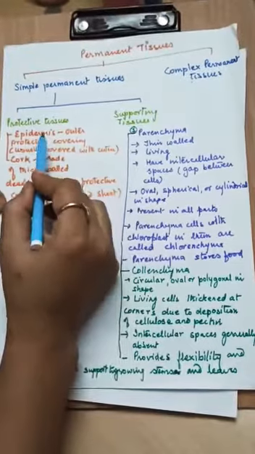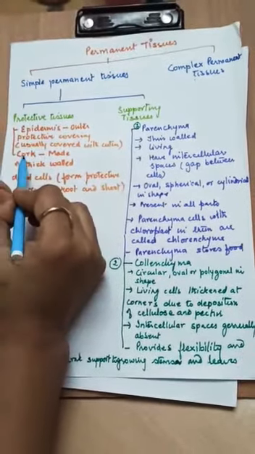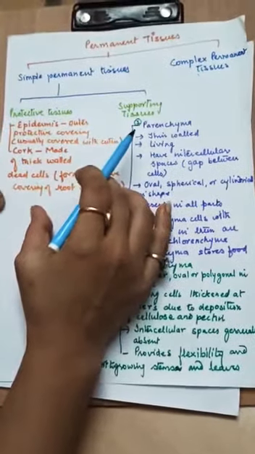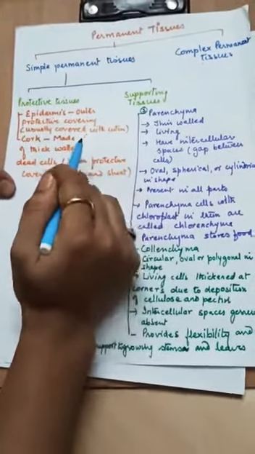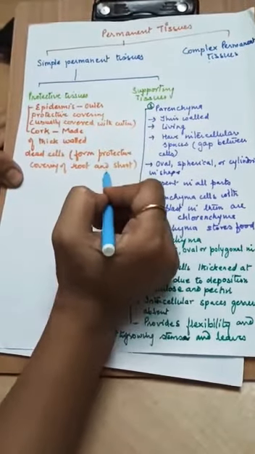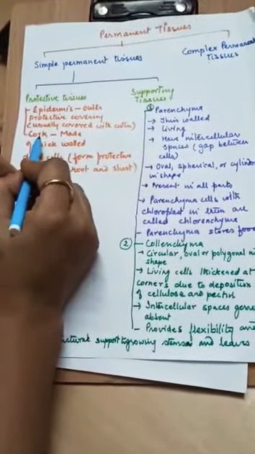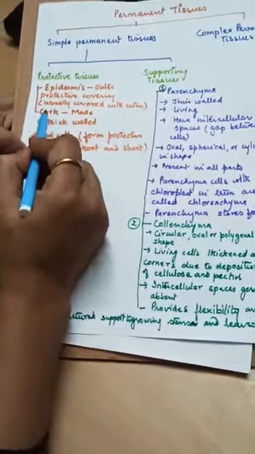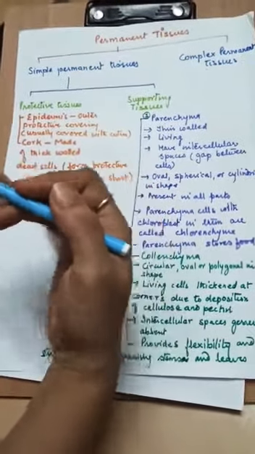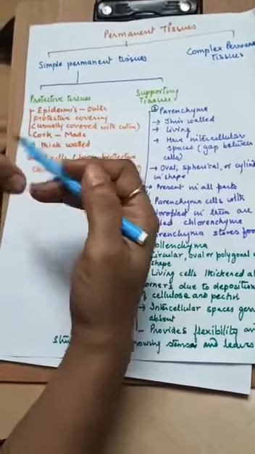Another protective tissue is cork. This cork is thick-walled and is made up of dead cells. Again, cork is also a protective covering found in the root and shoot. But cork is not present in the younger part of the plant. It is present in the older part, that is the old tree has cork, not the younger one.